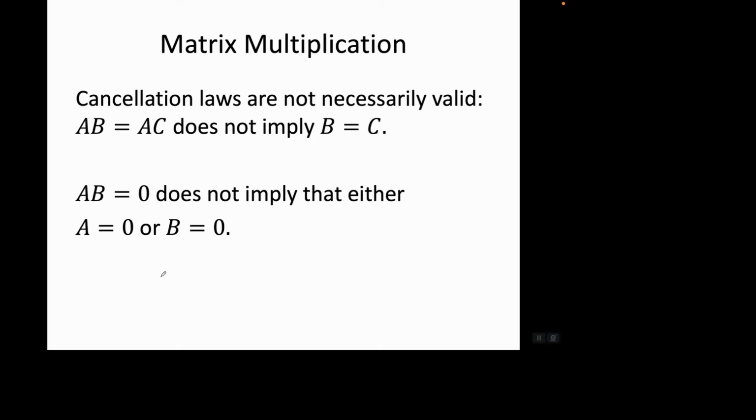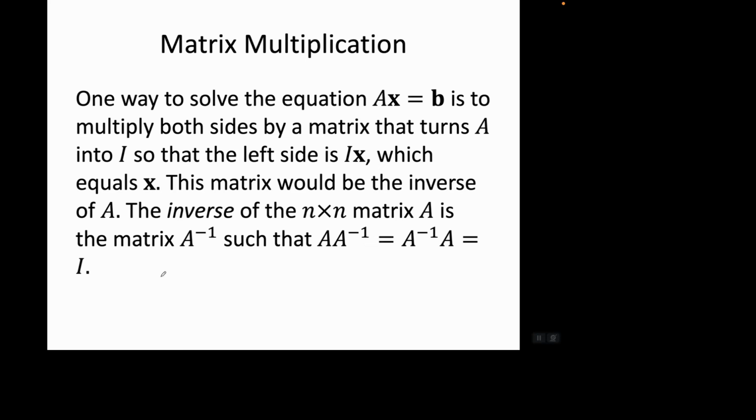Let's talk about some properties of matrix multiplication. Cancellation laws are not necessarily valid. AB equals AC does not imply B equals C. AB equals 0 does not imply that either A equals 0 or B equals 0.